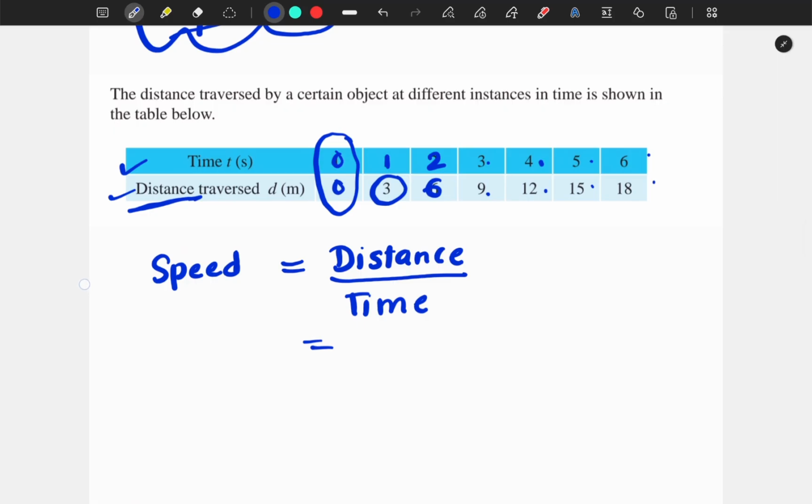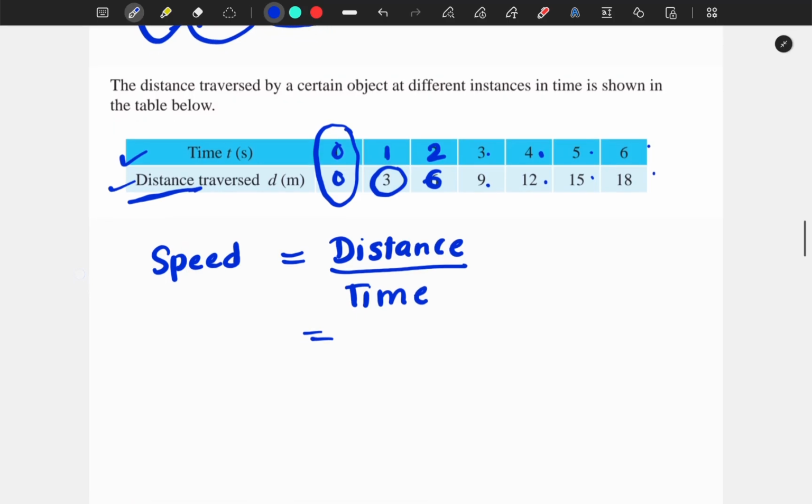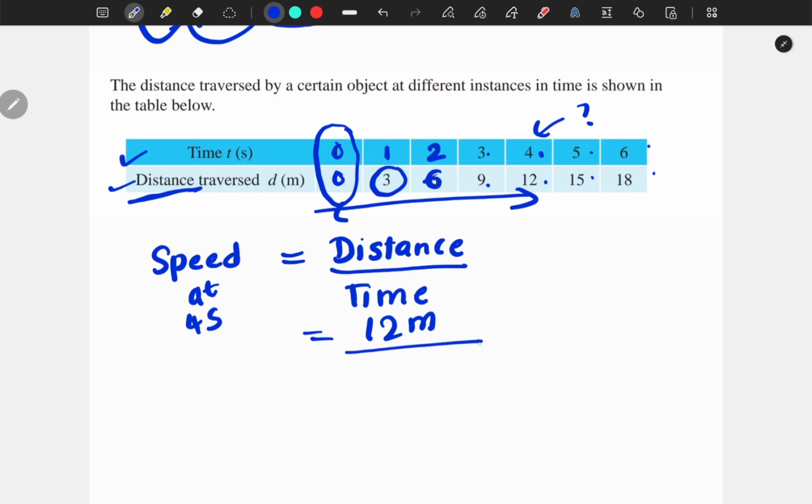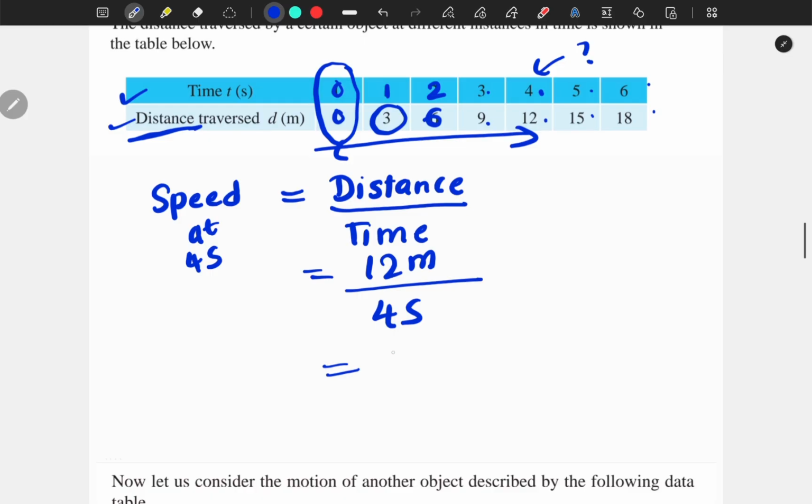More specifically, if I ask what is the speed of this object at 4 seconds, I am asking for the speed at 4 seconds. So how much distance has it traveled by then? From the very first point, 12 meters, right? Then the time is 4 seconds. So you can divide 12 by 4, which gives 3 meters per second.